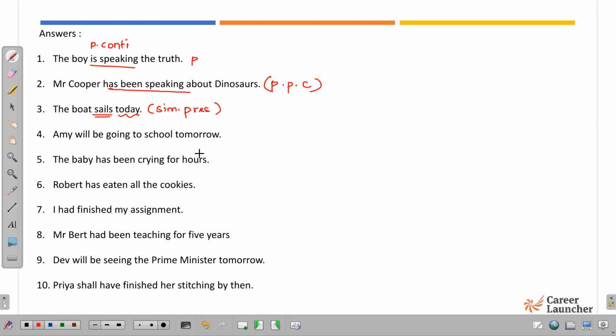This was about future continuous tense. So will be going. Okay, has been crying. This was supposed to be present perfect continuous.